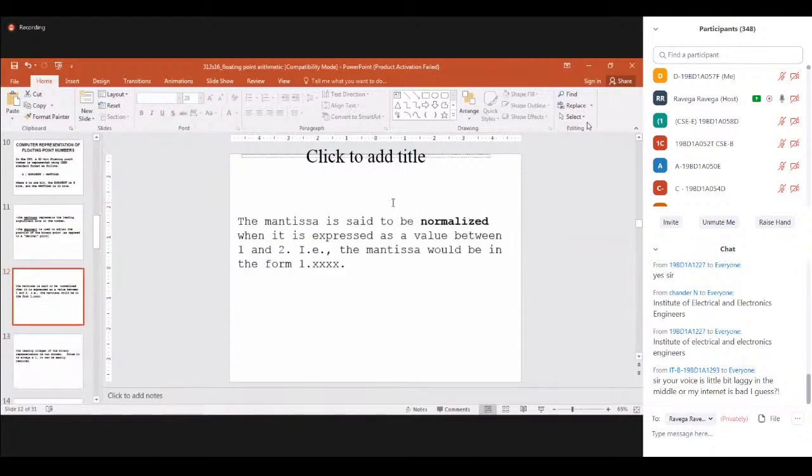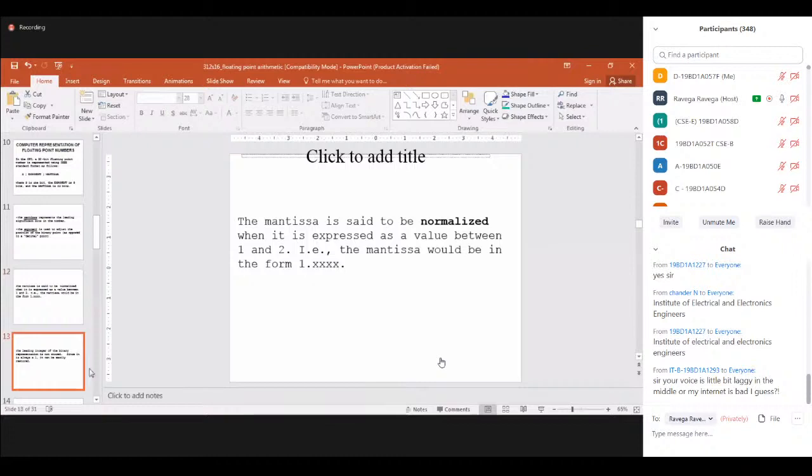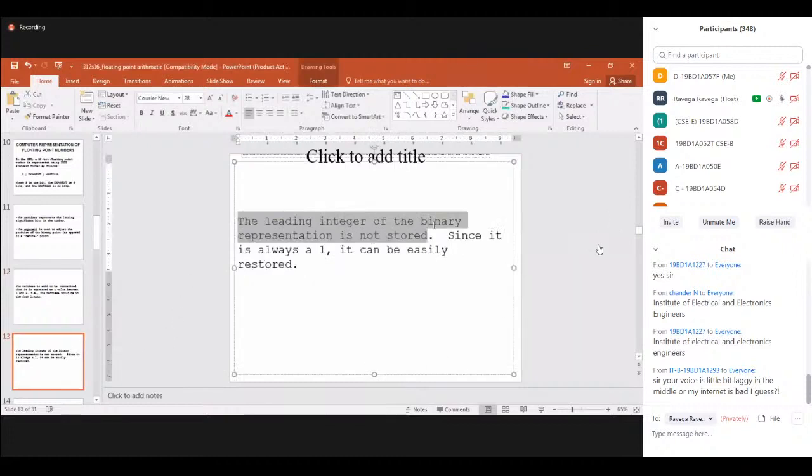Clear? Okay. The mantissa is said to be normalized when it is expressed as a value between 1 and 2. That is, the mantissa would be in the form 1.xxxx. The leading integer of the binary representation is not stored, since it is always a 1, it can be easily restored.